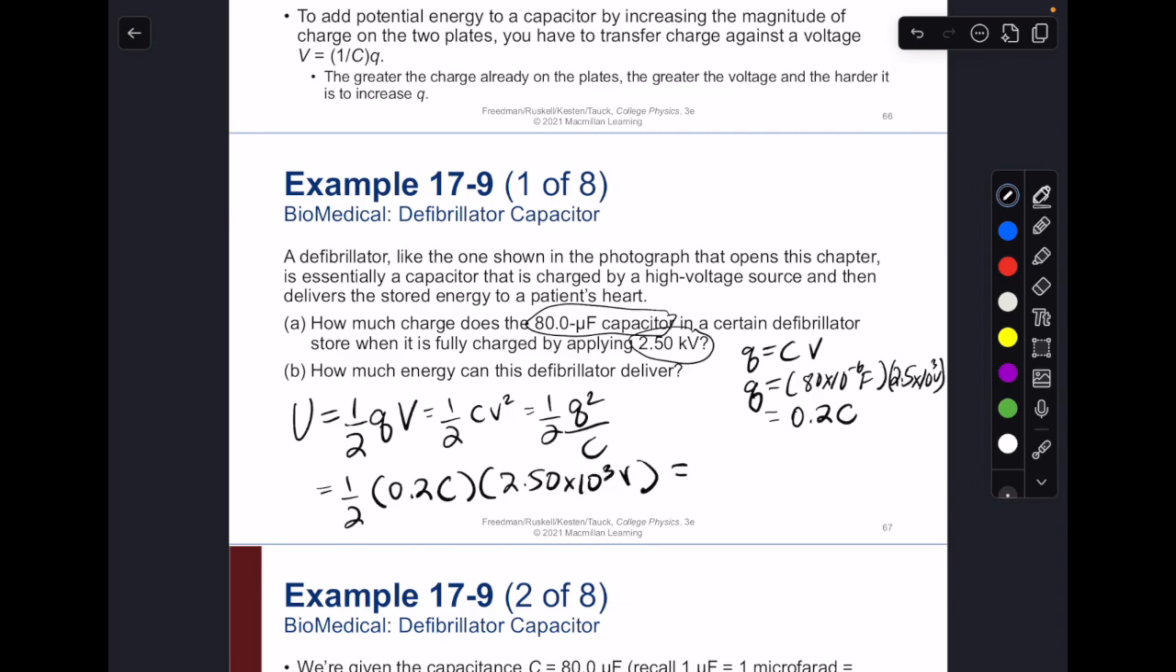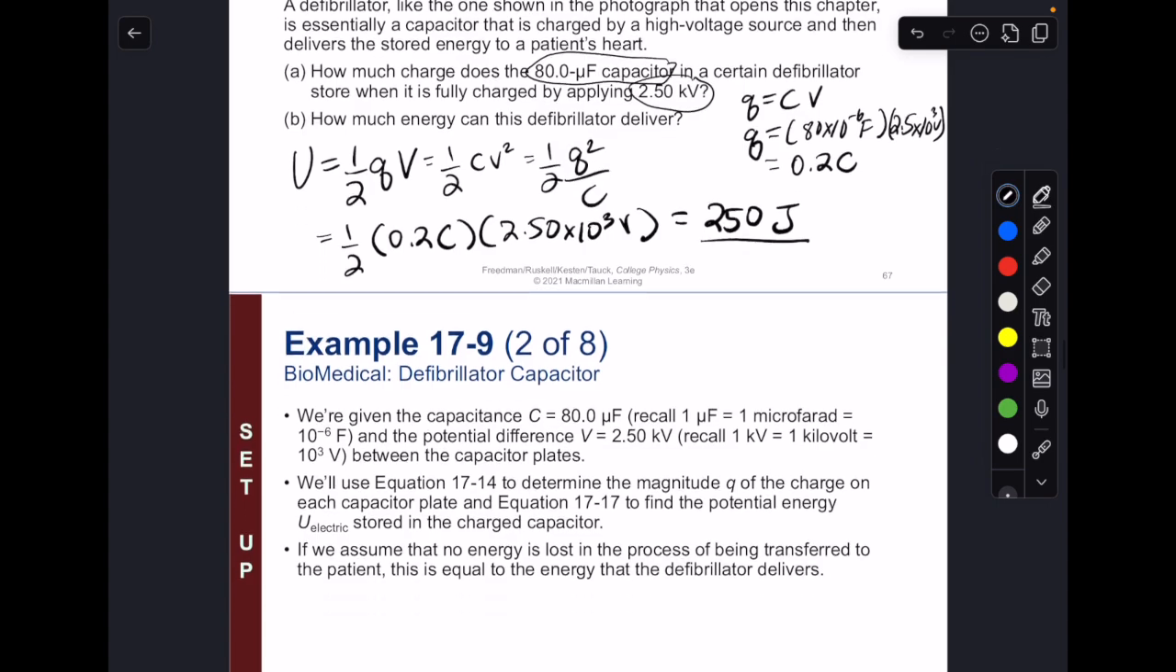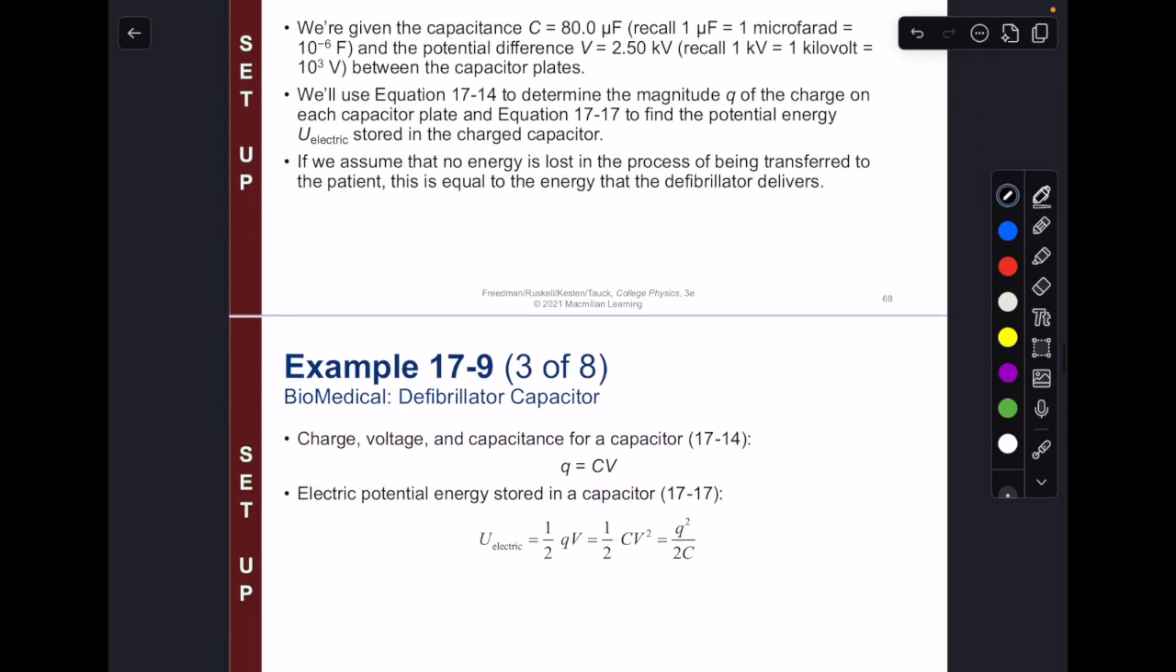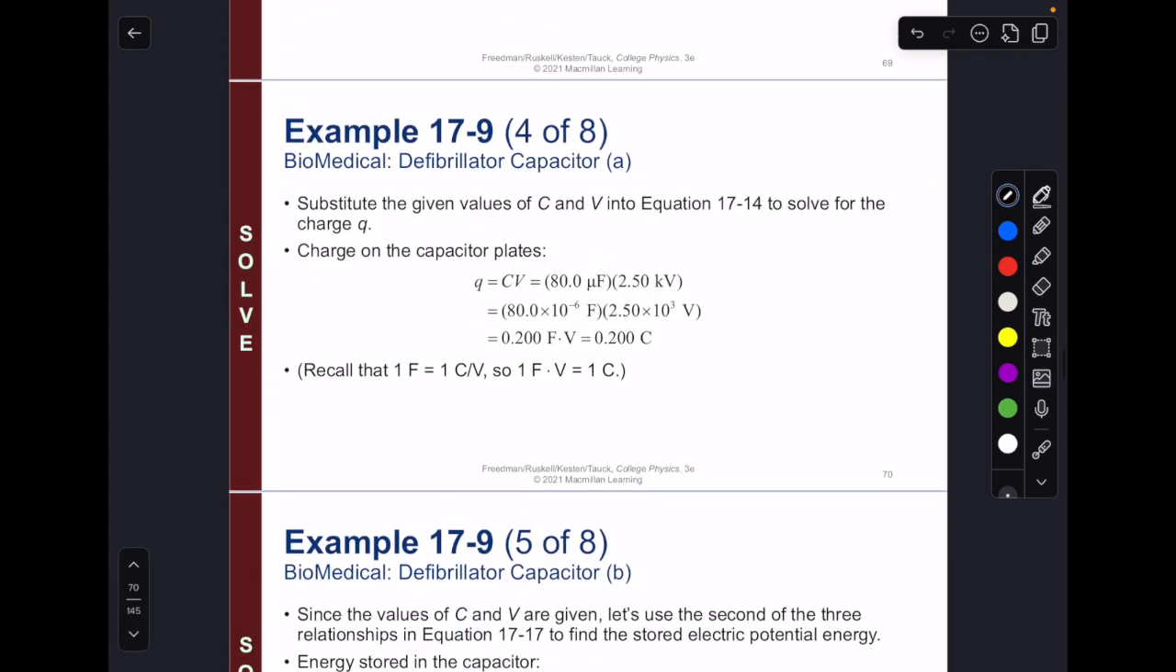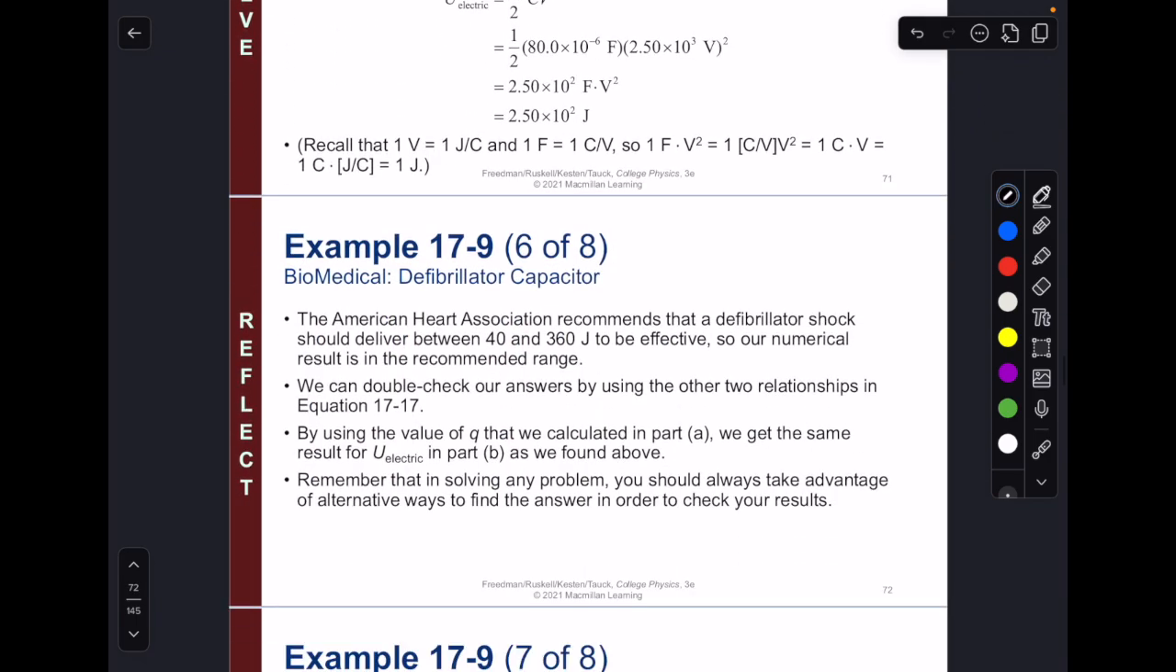So how many joules is that going to be? 250 joules. 250 joules of energy. It's actually quite a lot. So in these examples, right, there's a lot of information provided after it. There's some interesting thoughts, reflections, okay?